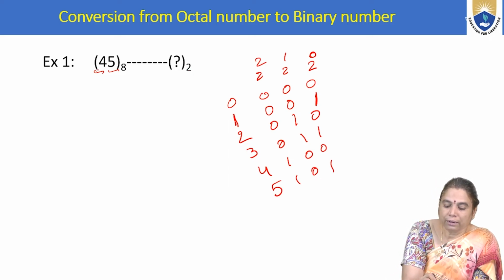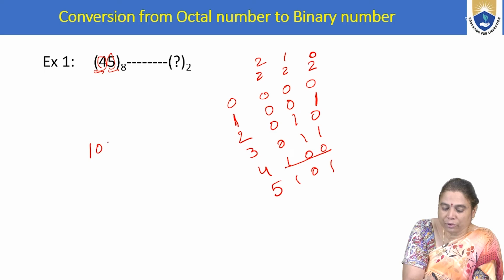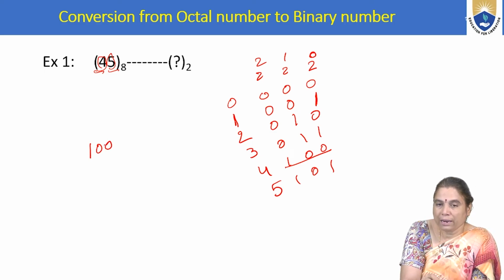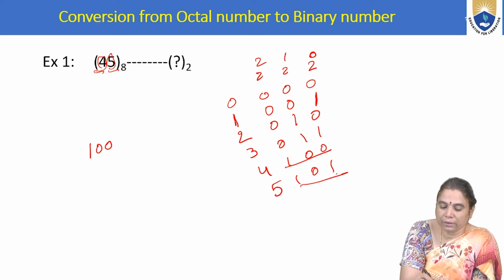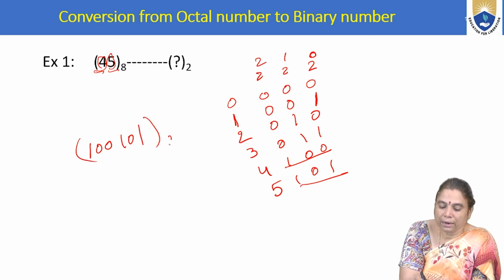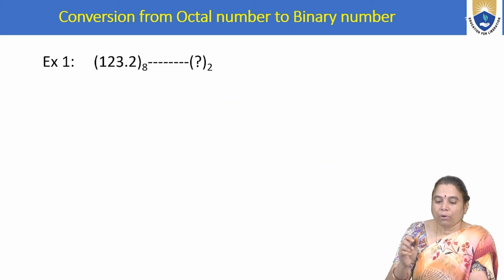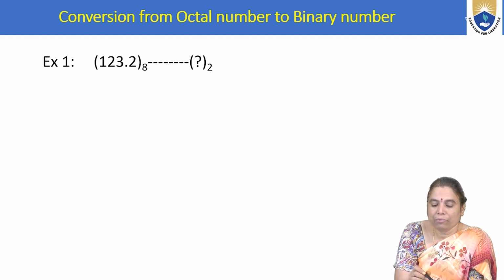So here the digits can be 4 and 5. The binary equivalent of 4 is 100 and the binary equivalent of 5 is 101. So this is the binary equivalent of octal number 45. Now, how to represent these numbers with a floating point?